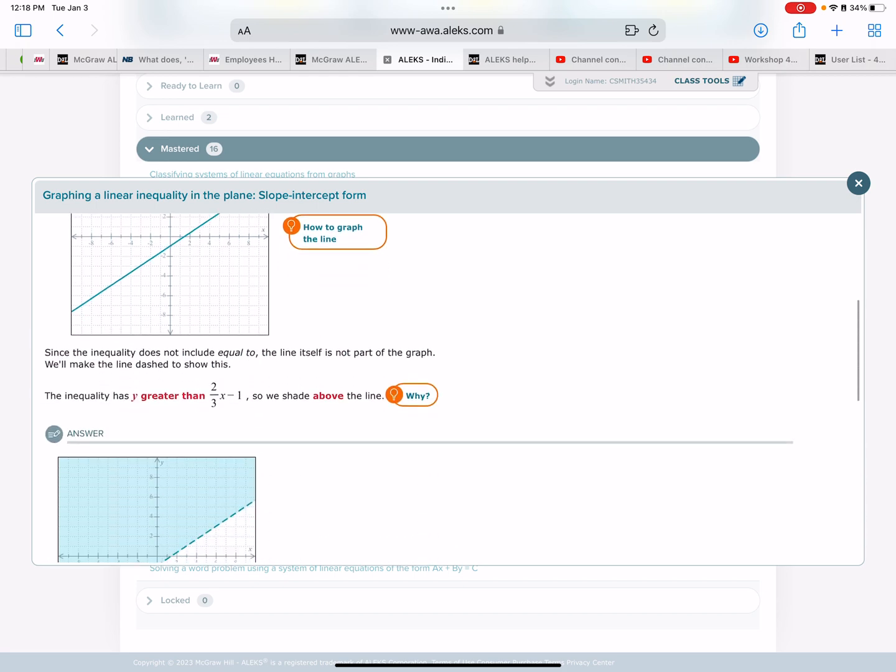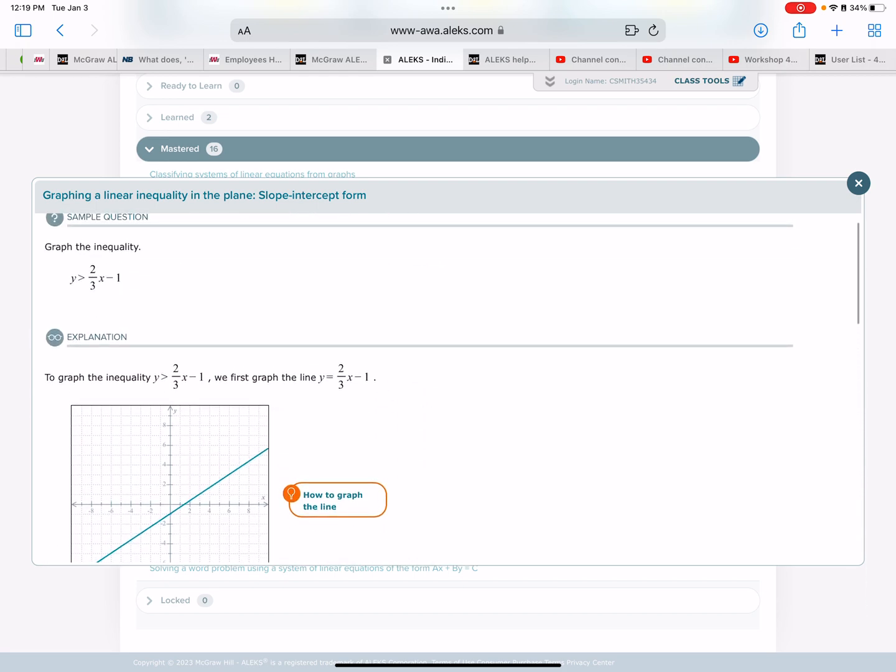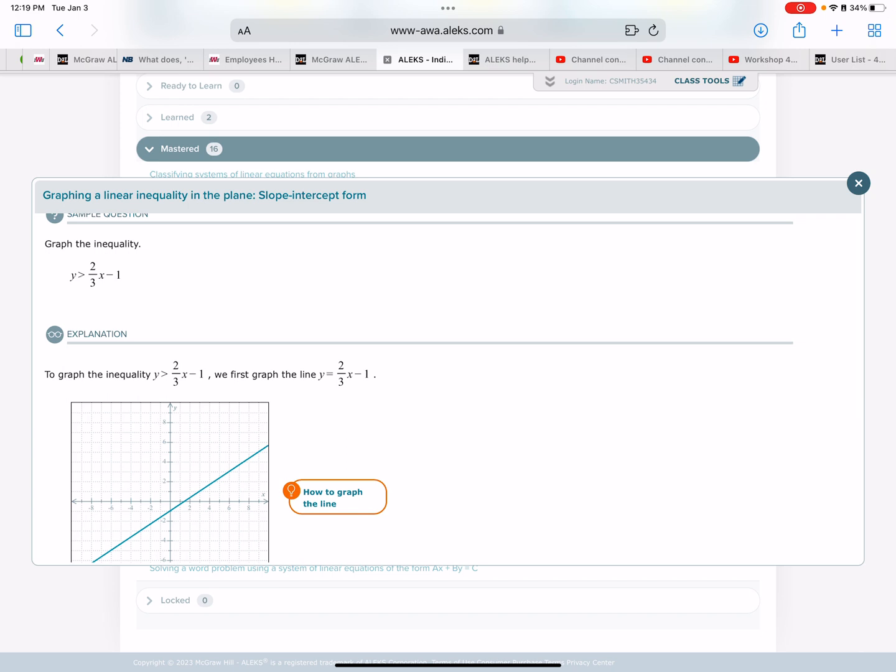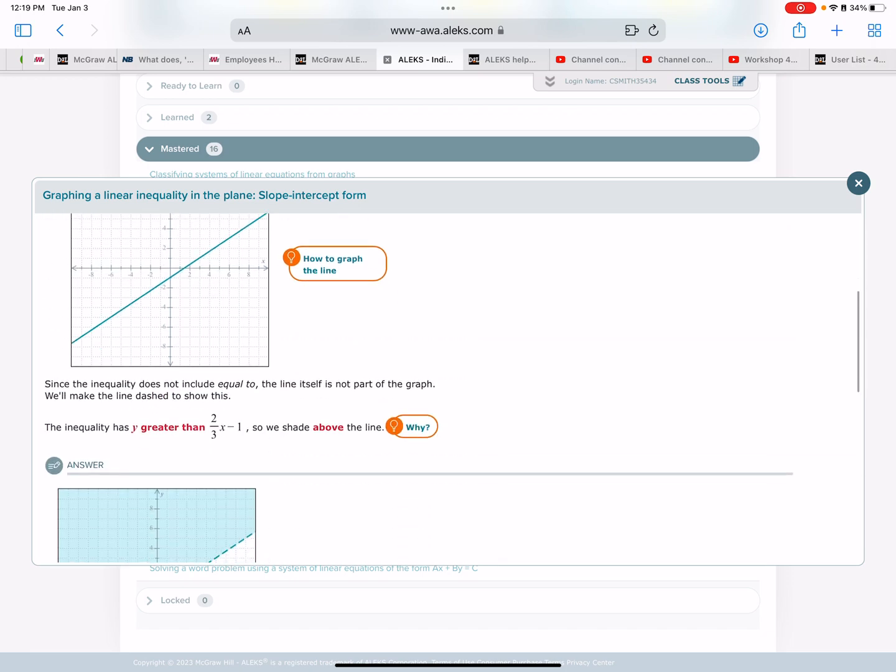If it's greater than, you're going to shade above. If it's less than, you're going to shade below. If it's a greater than sign or a less than sign, it's dotted. If it's greater than or equal to or less than or equal to, it's solid.